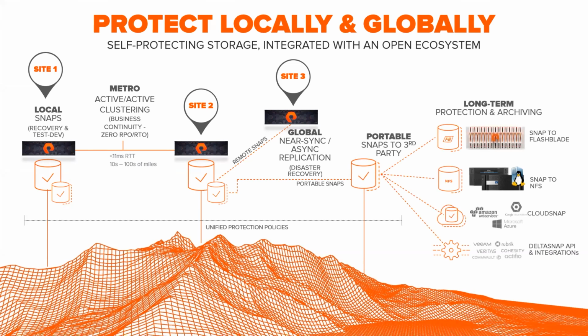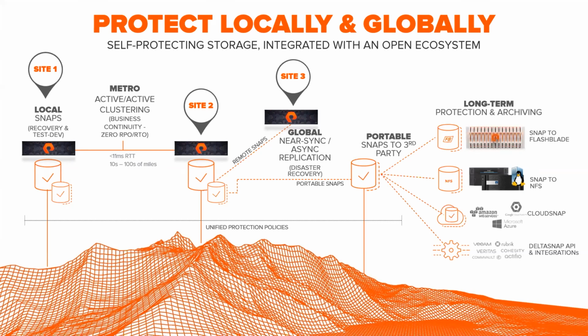From the local snapshot, every customer can choose a portable snapshot. So we can create a local snapshot on a single array and replicate it to our secondary product, which is called FlashBlade. We can copy this snapshot to any NFS, and it can be a third-party array, or it can be a Linux share. It doesn't really matter. And we can also move those snapshots to the public cloud. With the Cloud Snap technology, you can copy such snapshots to Amazon, Microsoft Azure, and Google Cloud.